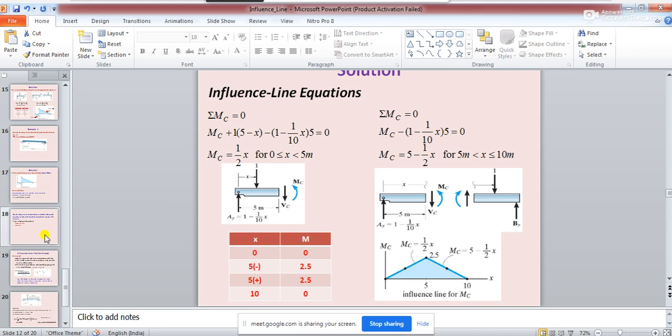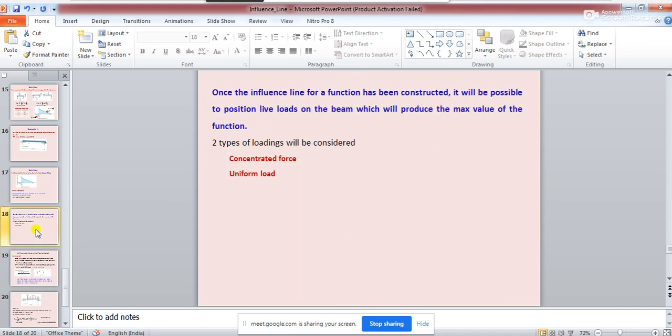See, just look at this. Once the influence line for a function has been constructed, where a function means either a moment function, a shear force function or a reaction function, whatever the function may be, it will be possible to position live loads on the beam.